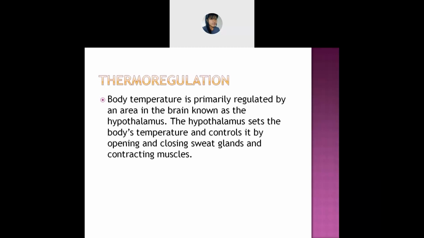Is it clear, everyone, about thermoregulation? The skin helps in maintaining body temperature through the hypothalamus, which opens and closes the sweat glands in your skin and contracts the muscles of the skin. Okay, is it clear? Yes, ma'am.